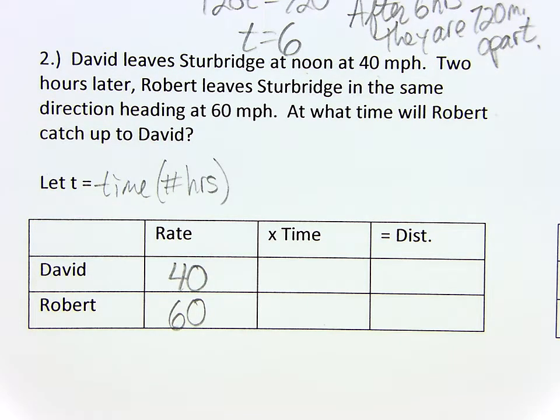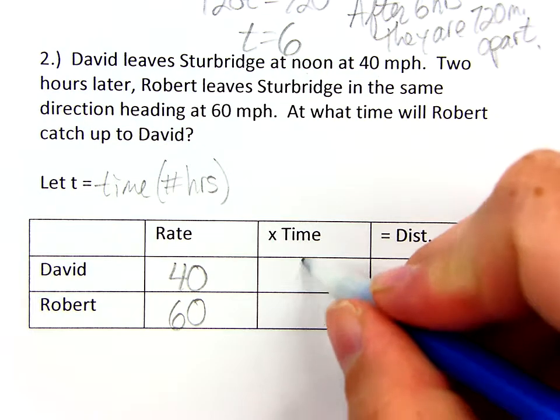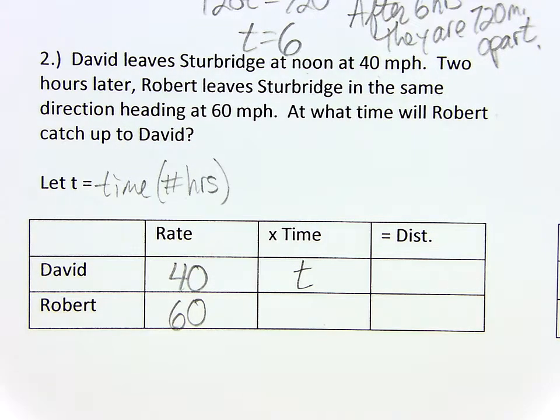Remember, David left. Robert's just hanging out, drinking a soda or something. He's not traveling. He leaves. This guy's been traveling how long? Well, 2 hours when this guy leaves. But in all, when they finally catch up, do you know how long David's been traveling for? I don't know yet. I'm going to call it T. Now, how do you show Robert? T plus 2.